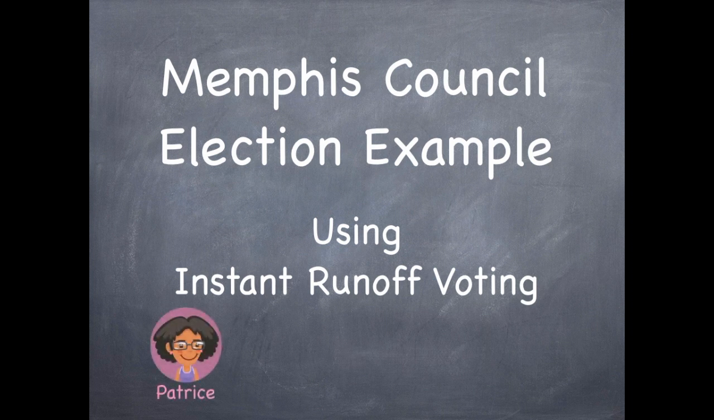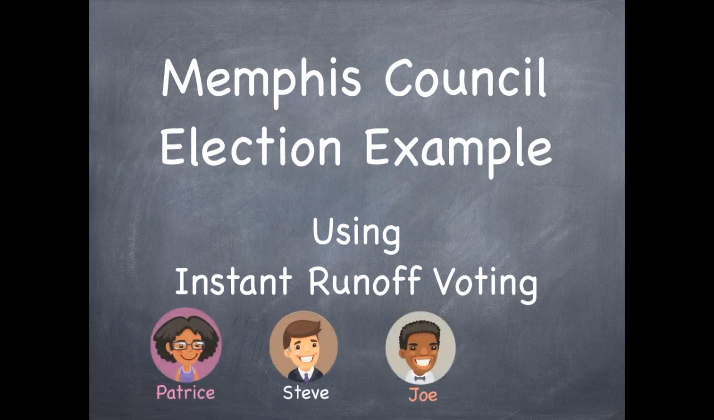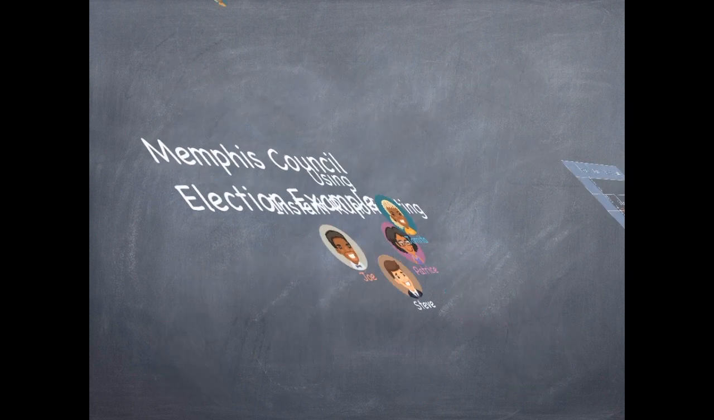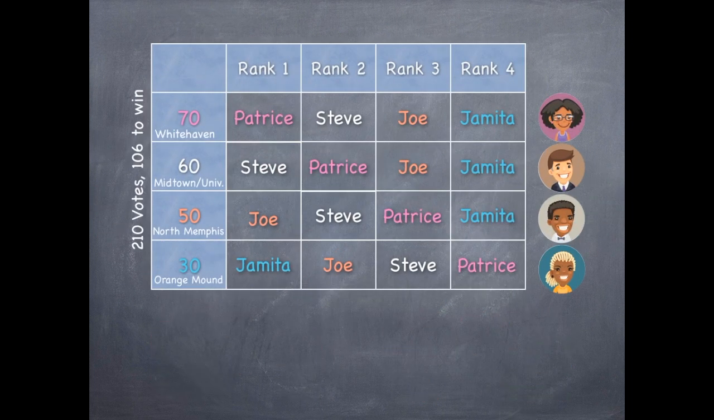We have Patrice, Steve, Joe, and Jamita. Each of them have areas of town where they are quite popular. Patrice has lots of support in the Whitehaven neighborhood. Steve is popular at the university. Joe has support in North Memphis, and the voters in Orange Mound like Jamita.